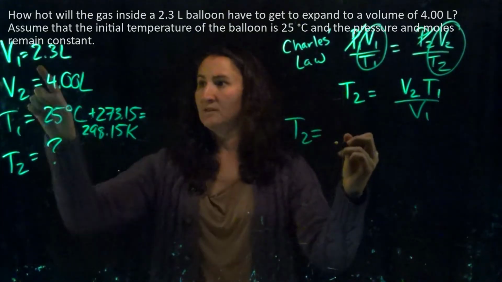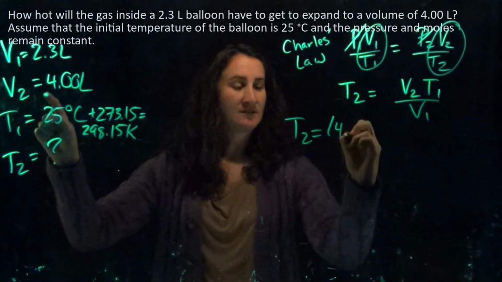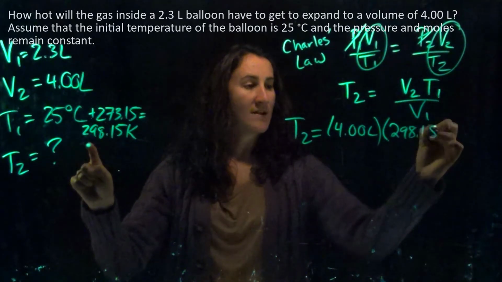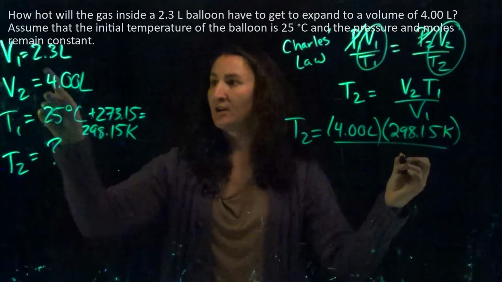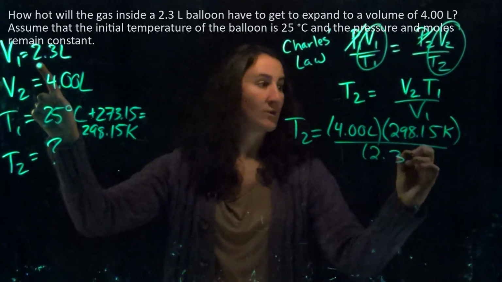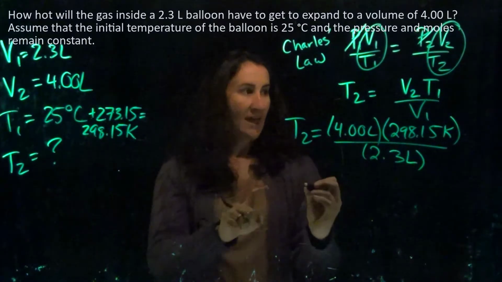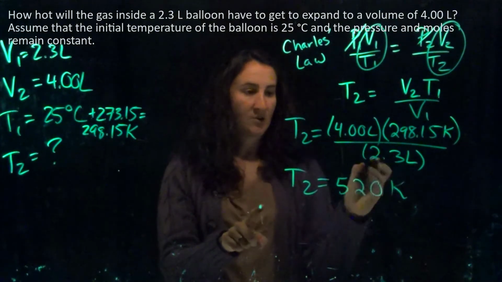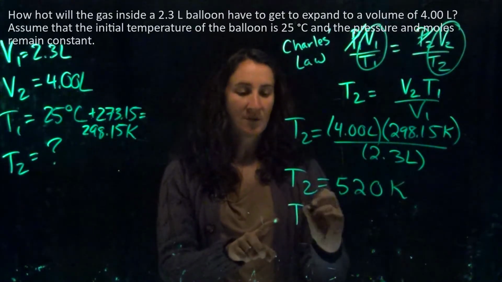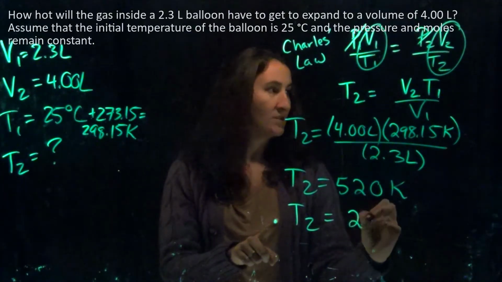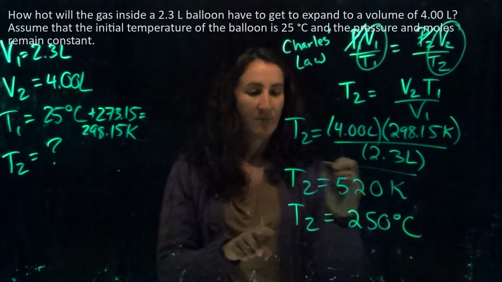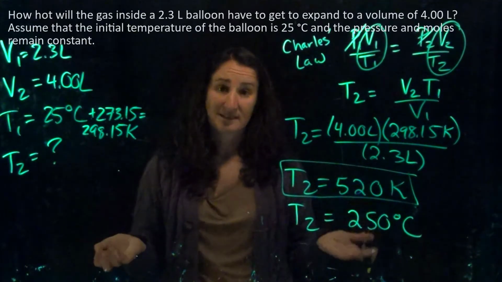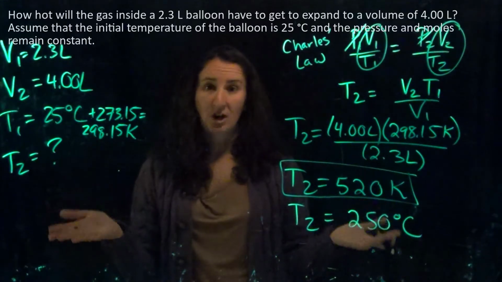So T2 equals V2, 4 liters, times T1, 298.15 Kelvin, over V1, which is 2.3 liters. Solve that and we get T2 equal to 520 Kelvin, correcting for our 2 sig figs here. You could also, if you wanted to, convert that down to 250 degrees Celsius. But either answer is correct. It just depends on whether you're asked for the answer in Kelvin or in Celsius. But this is an example now of Charles' law.